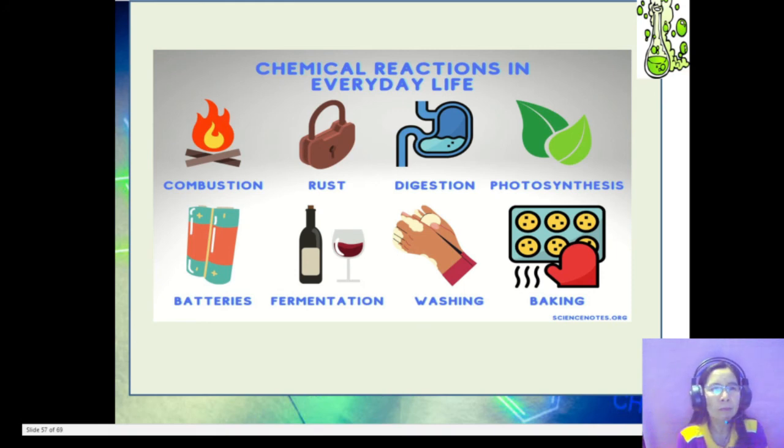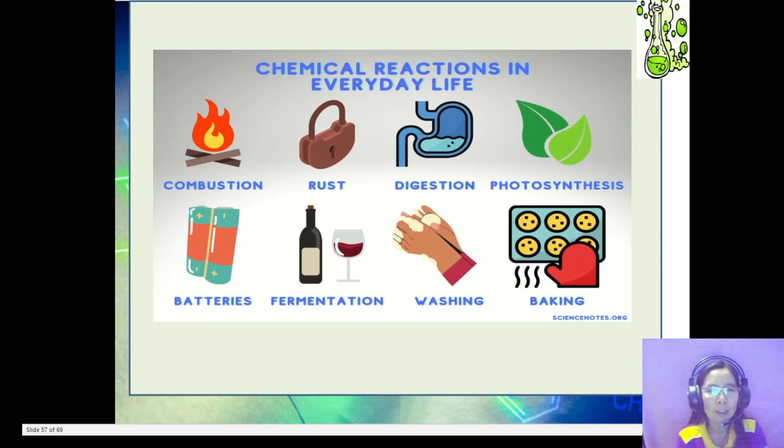We have there combustion, or the process of burning. Adding oxygen to a certain substance will create a chemical reaction. The rusting of an iron nail: a new substance is formed after the reaction. How about the third picture?